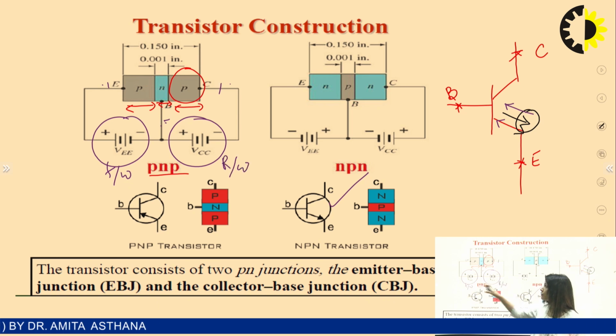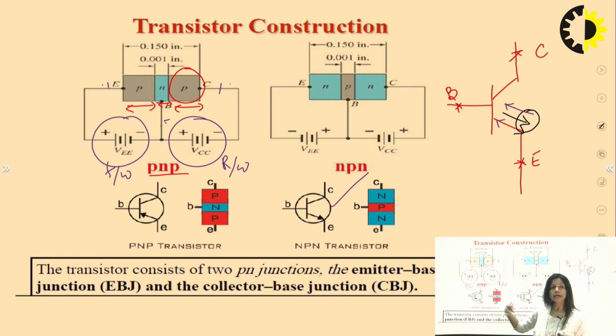So this forward and this reverse, I could make it forward-forward, reverse-reverse, and reverse-forward too. This biasing is responsible for the transistor modes. If the emitter-base junction is forward bias and the base-collector junction is reverse bias, then the transistor is said to be in the active region. So we will study how the transistor is working and what the modes of the transistor are.